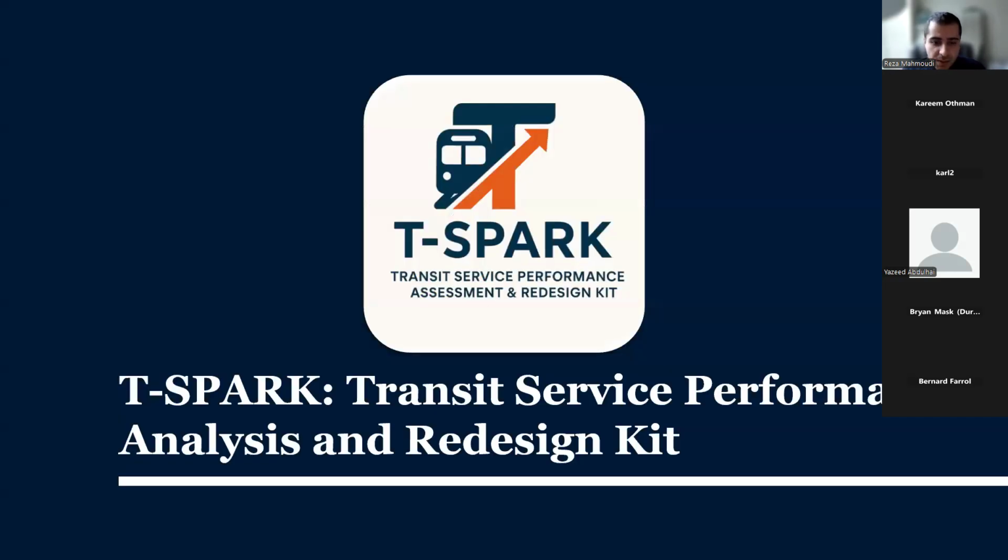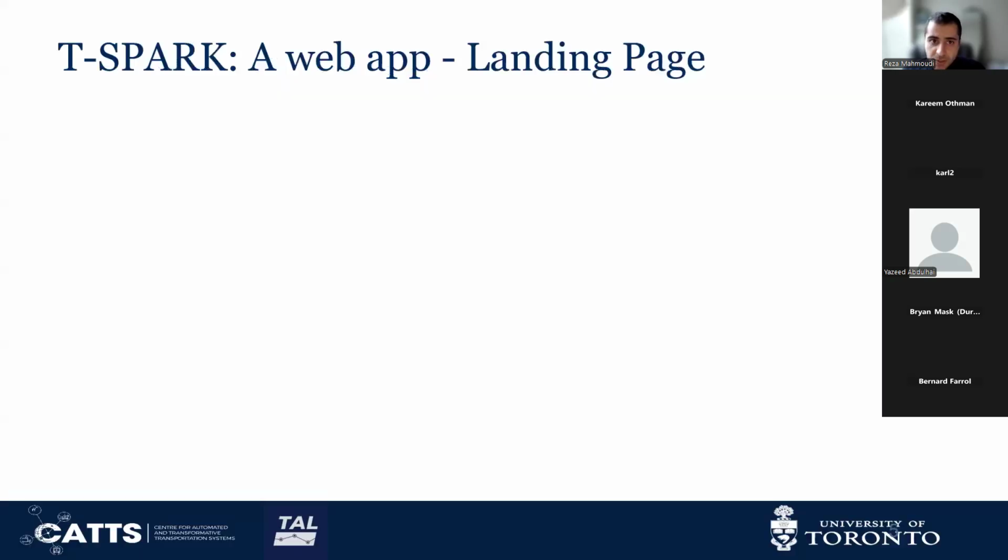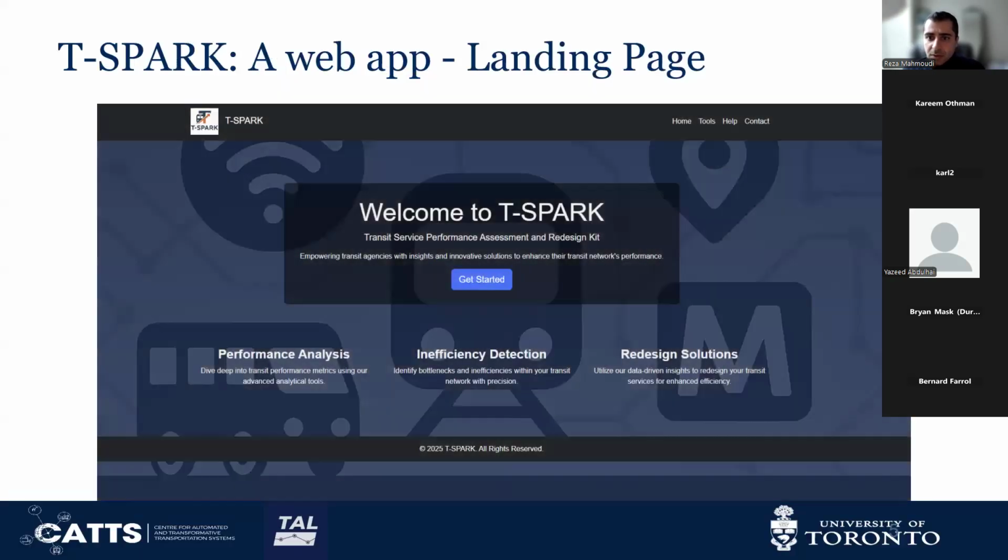So let's start by generally introducing T-Spark and the tools that it includes. As I mentioned, the current version of T-Spark is a web app. The main purpose is to enable transit agencies to conduct a performance evaluation process, identify sources of inefficiencies, and find the best strategies to redesign or replan transit services to achieve a higher level of efficiency.